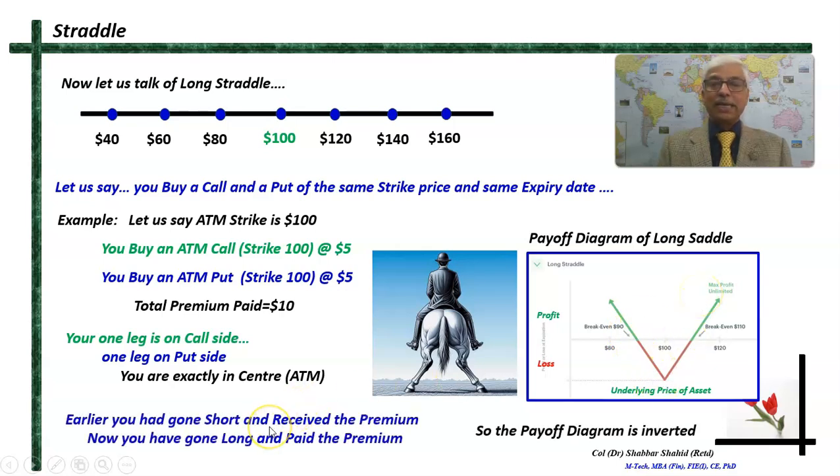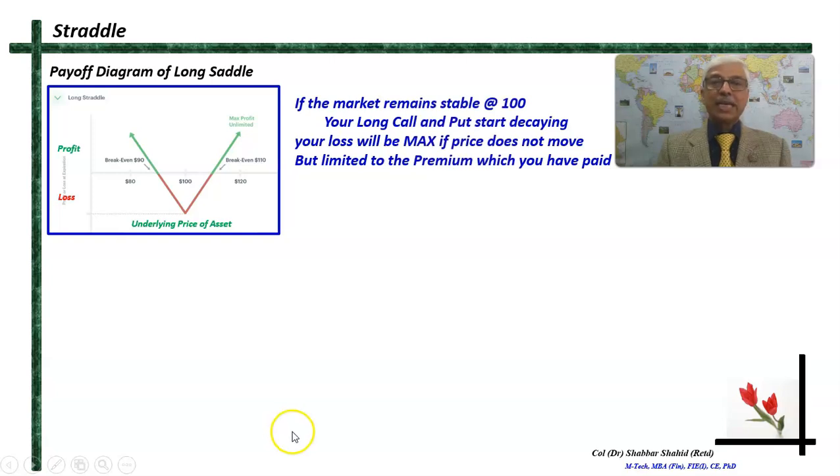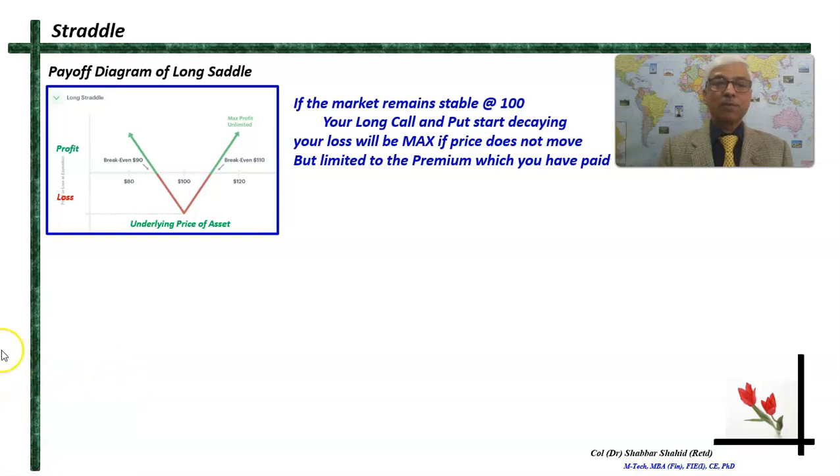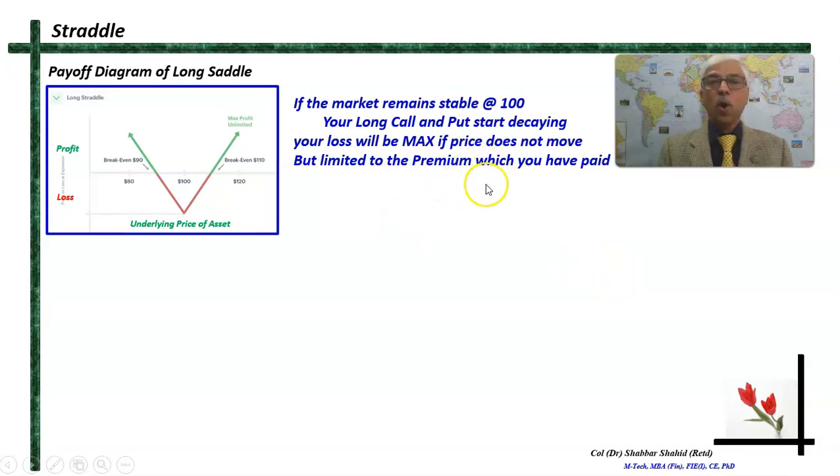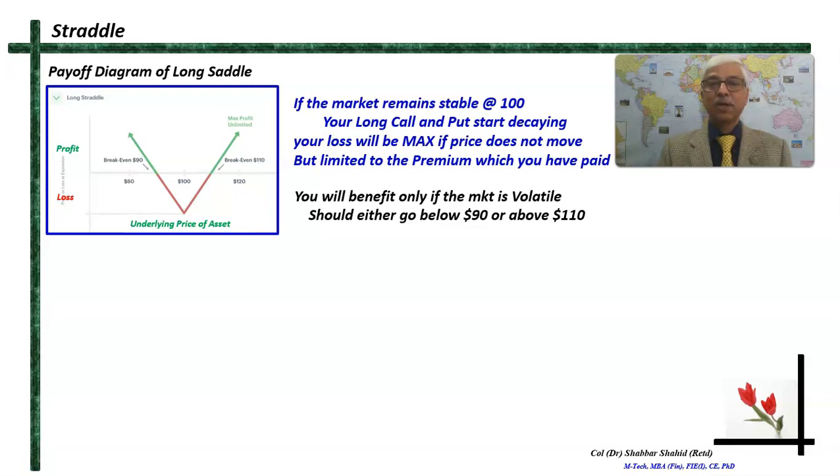Alright. Let us try and understand it now. See, if the market remains stable at 100, if the market does not move, then what happens? Your call and the put will start decaying and you will start incurring the losses. Your maximum loss will be the amount of premium that you have paid, nothing more than that. You will benefit only if the market gets volatile. Either it goes below 90 or above 110.